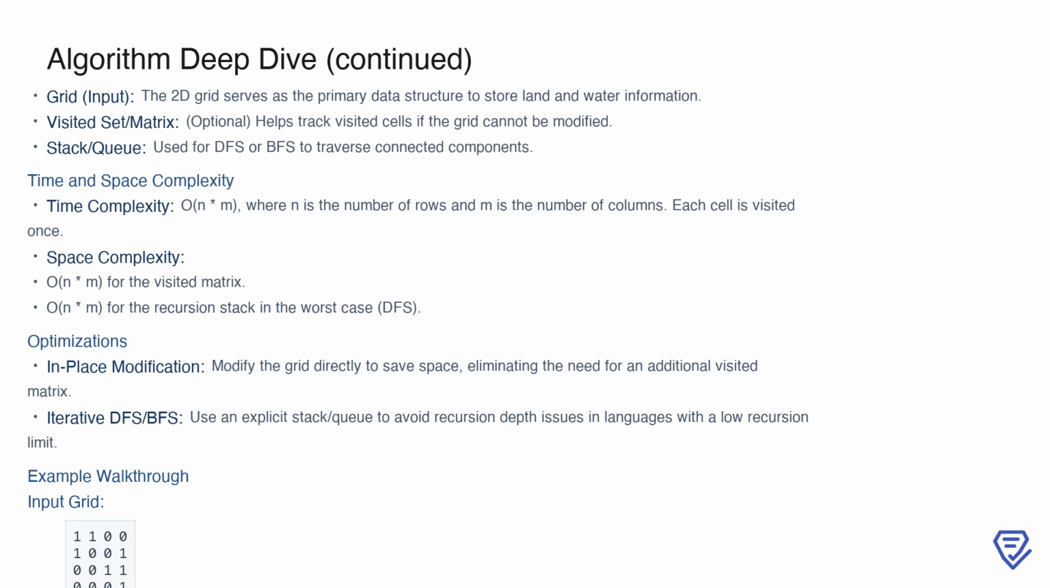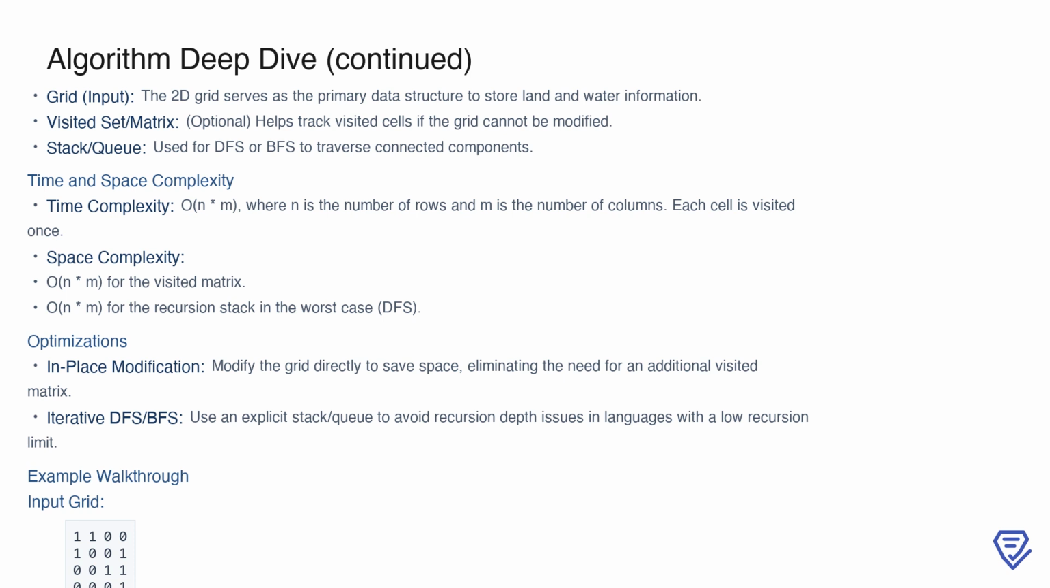To optimize the algorithm, we can modify the grid in place, which eliminates the need for an additional visited matrix and reduces space usage. We can also use an iterative version of DFS or BFS to avoid recursion depth issues, especially in languages with low recursion limits.